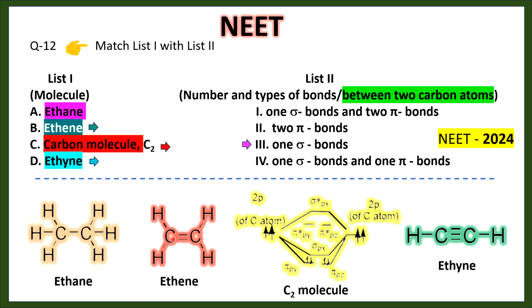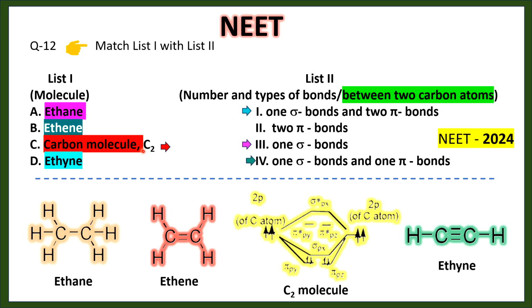In the case of ethene, the carbon-carbon bond has 1 sigma and 1 pi bond. So we can see that ethene has 1 sigma and 1 pi bond. Now we will move to ethyne. In this case, between the carbons there is 1 sigma and 2 pi bonds. So we could see ethyne has 1 sigma and 2 pi bonds, and that correlates.